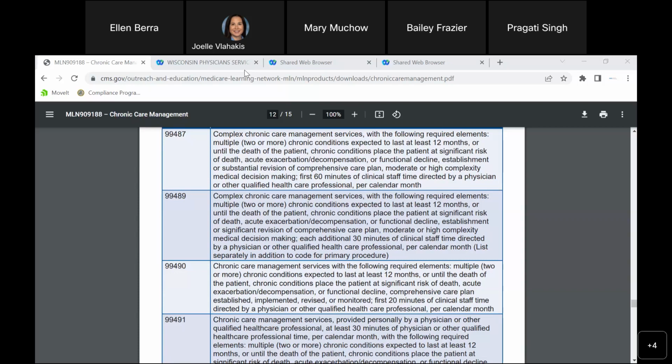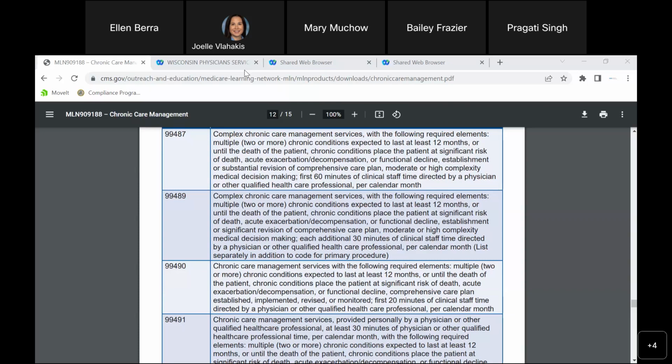Thanks. Next question also has to do with the care plan. If the patient has had a visit within the year, that the clinical staff could write the comprehensive care plan. Did you say that, Ellen? Did you say that if the patient has had a visit within the year, that the clinical staff could write the comprehensive care plan with the physician providing general supervision, or would the physician have to approve the care plan?